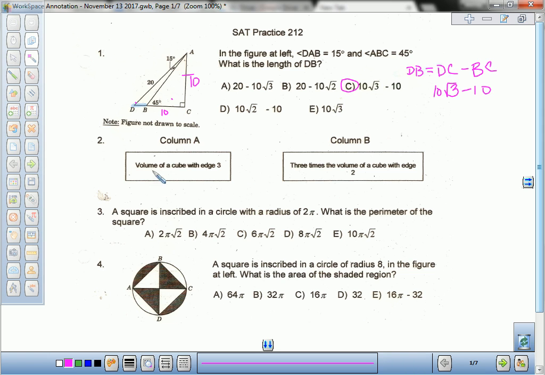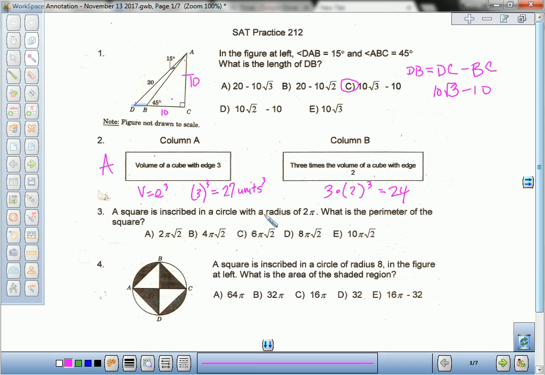Okay, number 2. You did a ton of this in geometry, so I know you got this. Volume equals edge cubed. So if the edge is 3, the volume of cube A is 27 cubic units. All right, B. B is 3 times the volume of a cube with an edge of 2. So 3 times 2 cubed is 8 times 3 or 24.